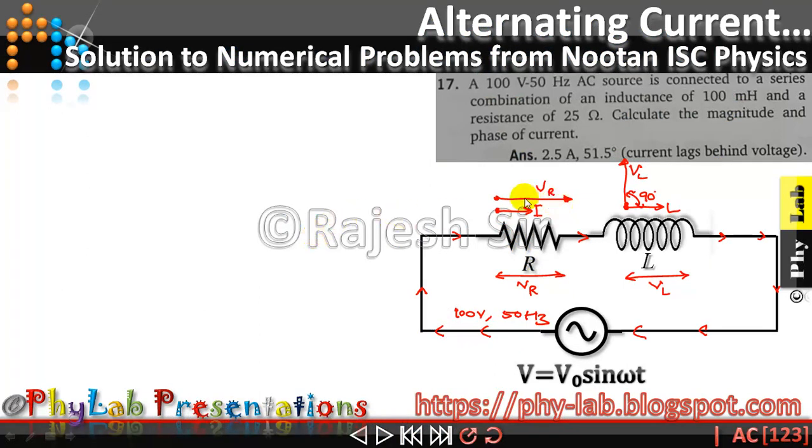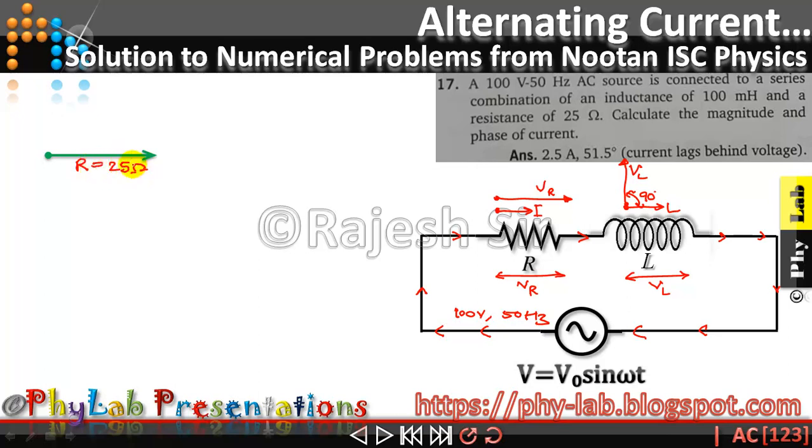Now based on this phasor diagram, one can draw the impedance triangle. In the impedance triangle, the voltage across the resistance lies along the positive x-axis, so I am going to draw the resistance also along the positive x-axis. This is the resistance R of the circuit, and its value is 25 ohm. This is the resistance part of the circuit, R equals 25 ohm.